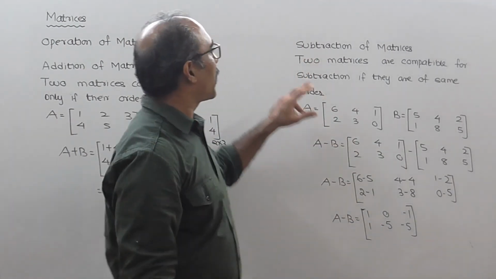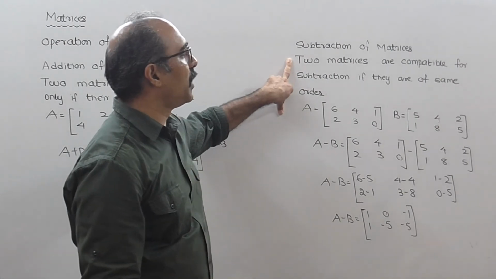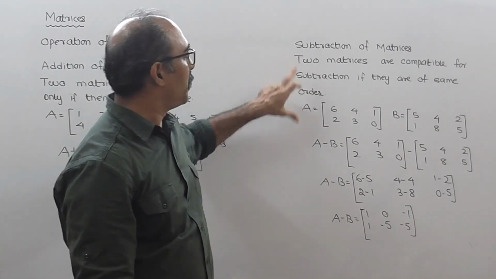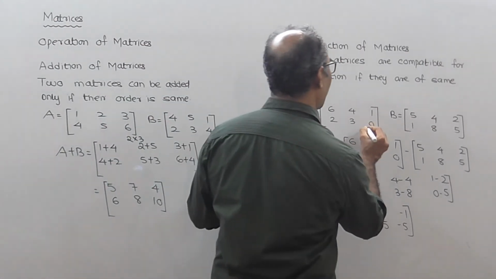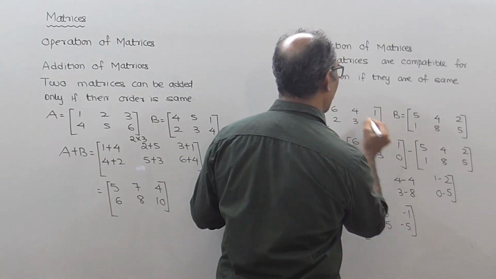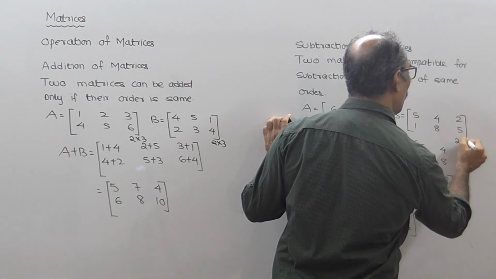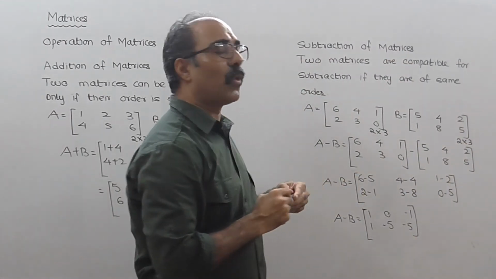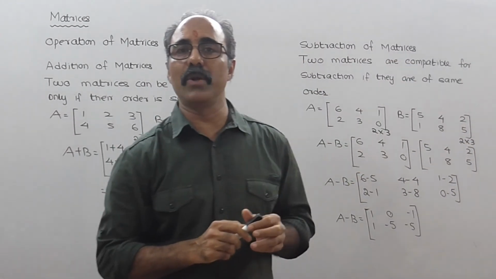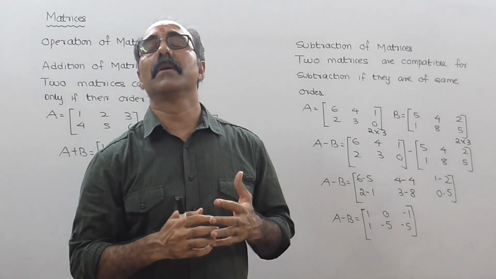In the same way, subtraction of 2 matrices is possible only if they are of the same order. Meaning, if A, this is a matrix of what order? I think it is 2 by 3. 2 rows, 3 columns. So if both matrices are of the same order, then only you can go for subtraction.